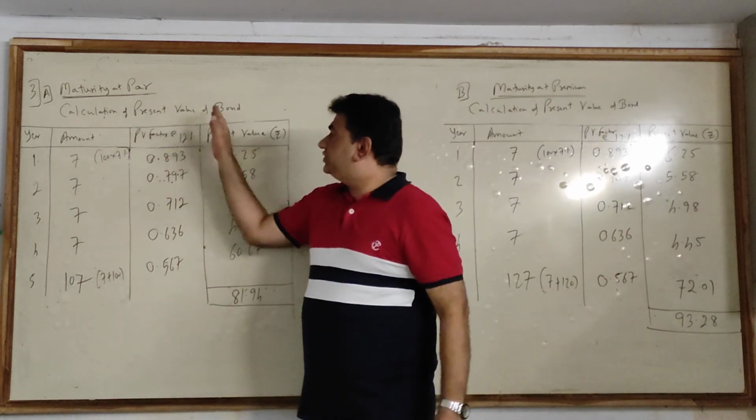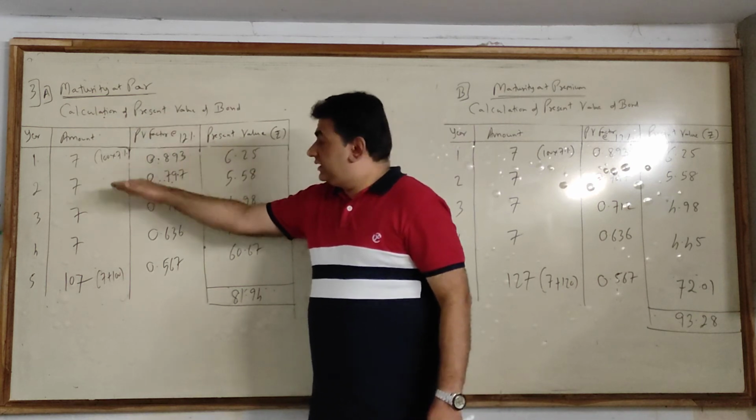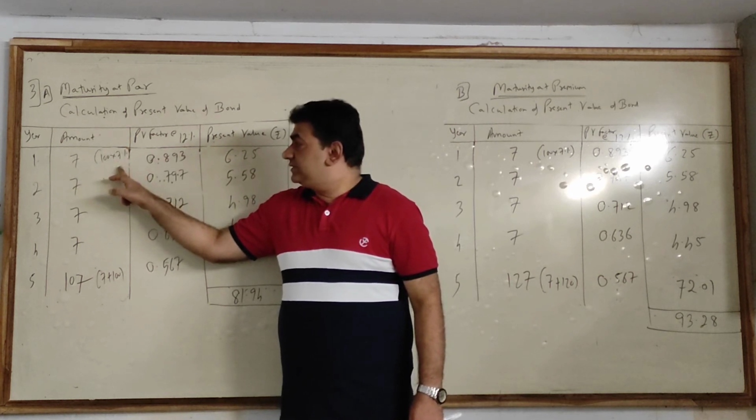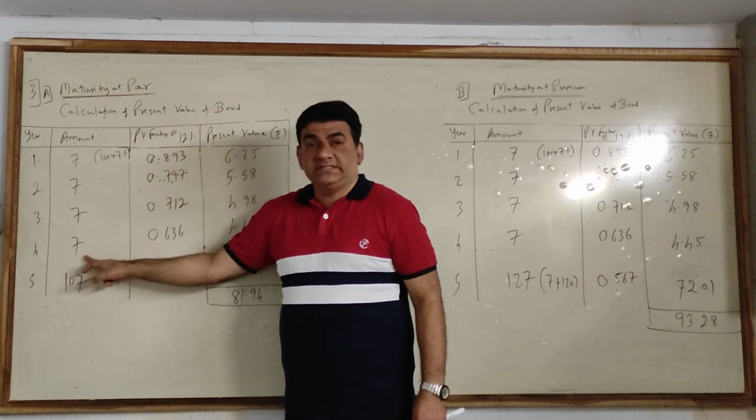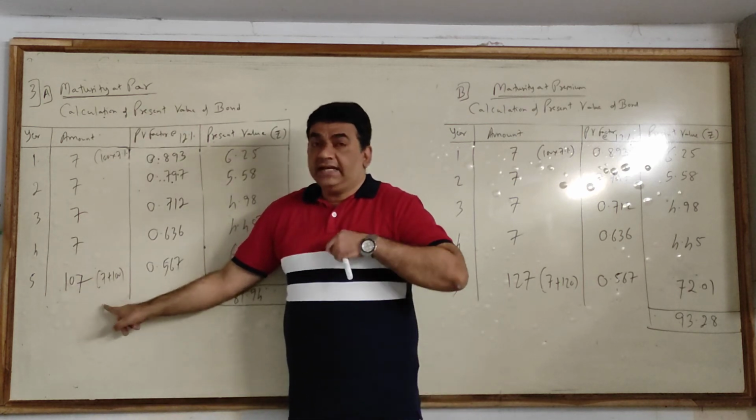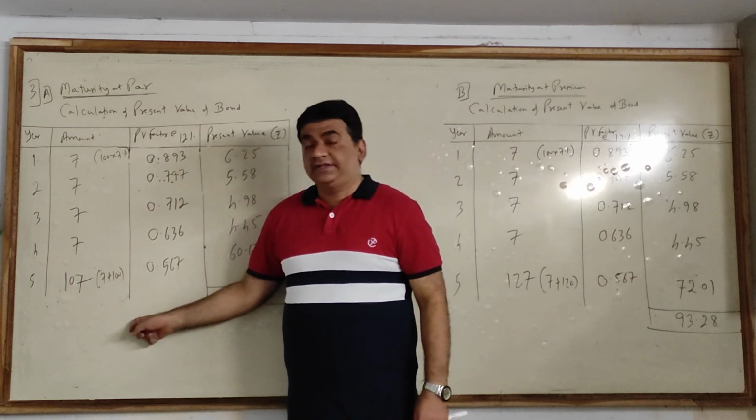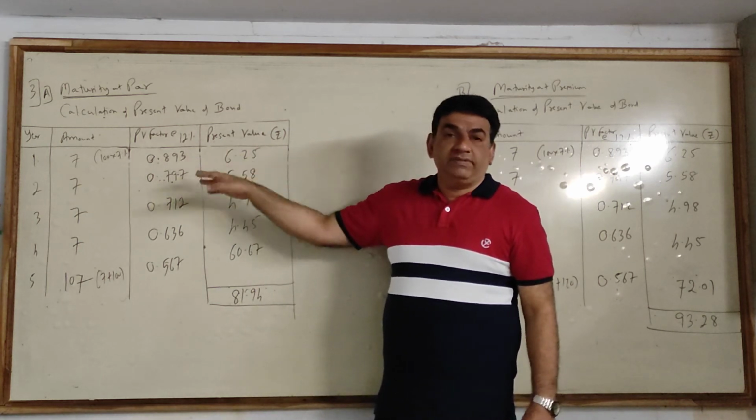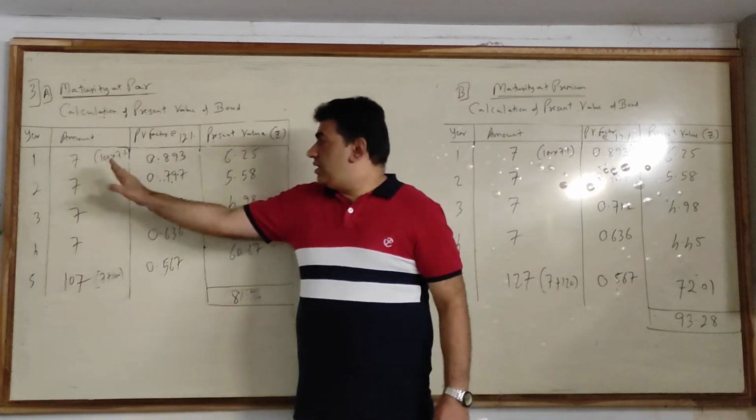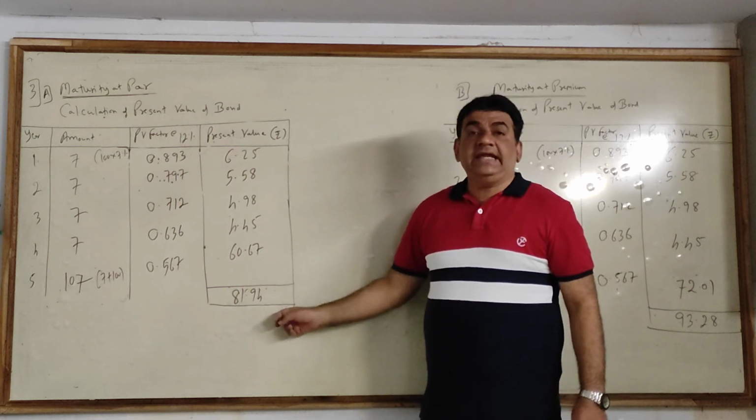First, calculation of present value of bond. A part, maturity at par. 5 years, par value, face value 100. 100 ka 7% interest. Every year you will get 7 rupees. And the maturity is at par. So in the last year, you will get 7 rupee ka interest plus 100 rupee ka face value back. Required rate of return, PV factor 12%. So all these are according to 12%. Amount into PV factor gives you the present value. So my present value is 81.94.